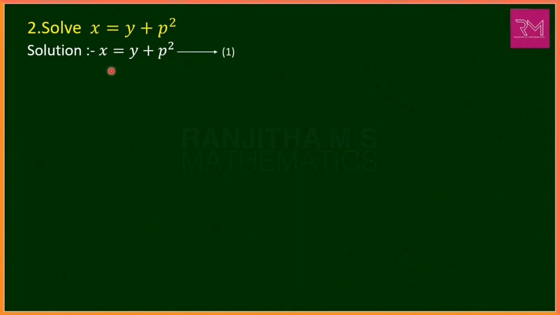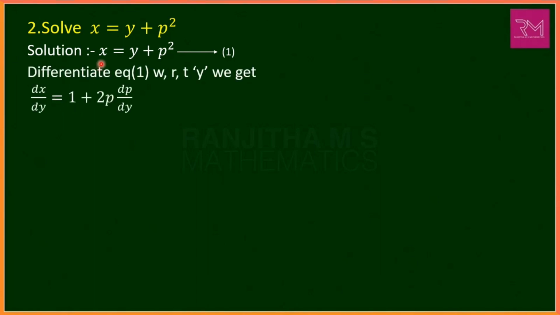The first step is completed, that is, this is already an equation of the form x is equal to f of y comma p. The second step is to differentiate this equation with respect to y. We get dx by dy, which is equal to differentiation of y, that is 1, plus differentiation of p square, which is 2p into dp by dy. Next, we know that dx by dy we can write as 1 by p, which is equal to 1 plus 2p into dp by dy. Take this 1 to the left hand side, that becomes 1 by p minus 1, which is equal to 2p into dp by dy.